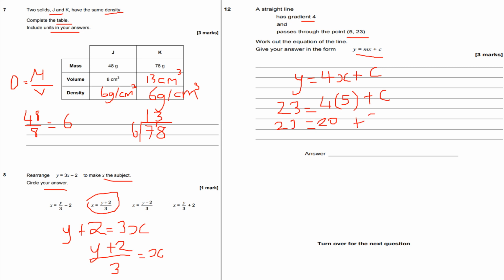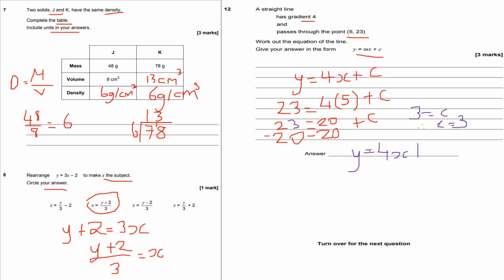I'm now going to subtract 20 on both sides, to balance. It should actually be a 3 there, guys, I apologize. 3 is equal to c, therefore c is equal to 3, guys. The 3 dots there just means therefore. So our final answer is y is equal to 4x plus 3.